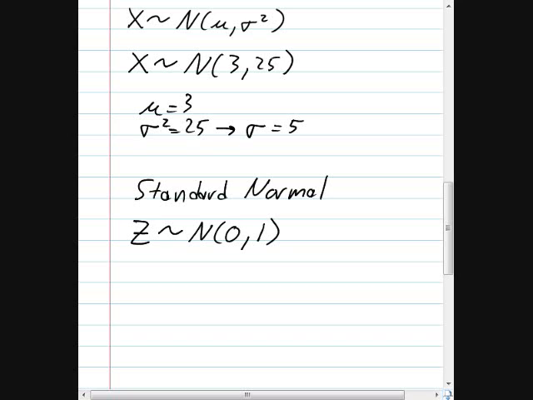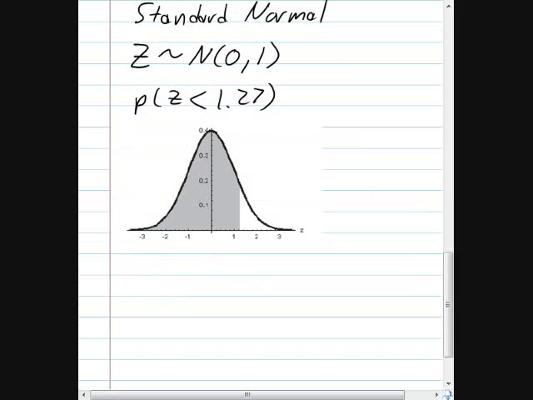So again, Z represents a standard normal random variable. Suppose we want to find the probability that Z is less than 1.27. Here's a picture of the area that we would want to find to answer this question. We're looking for the area under a standard normal bell curve. Remember, the mean is 0, so it's centered at 0. And we're trying to find the area of all values that are less than 1.27. So we find 1.27 on the z-axis, and then we find every value less than 1.27, and we're looking for that area.